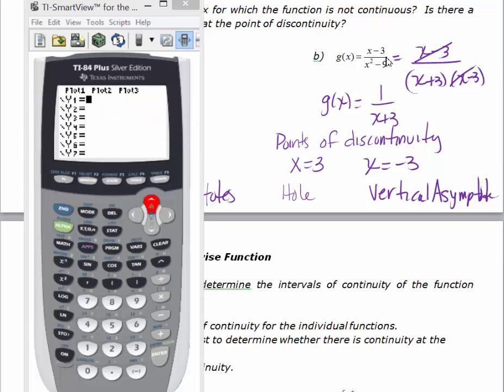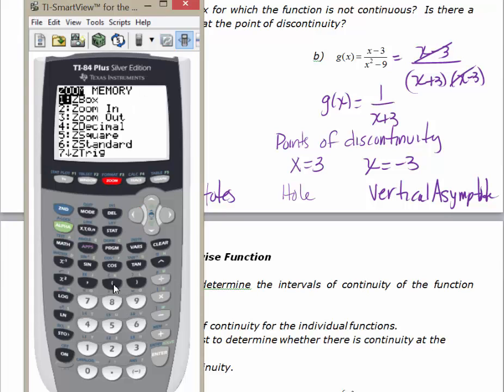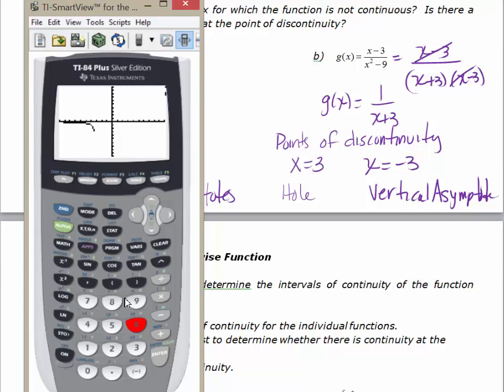What I'd like to do at this point is graph the original function, and also graph the function g of x equals 1 over x plus 3. So I've typed in x minus 3 over x squared minus 9 in y1. And I've also typed in 1 over x plus 3 in y2, but I haven't highlighted it yet because I just want to graph the original function first. I'm going to do a zoom 6. You can see this is a rational function. You can see the vertical asymptote at x equals negative 3.